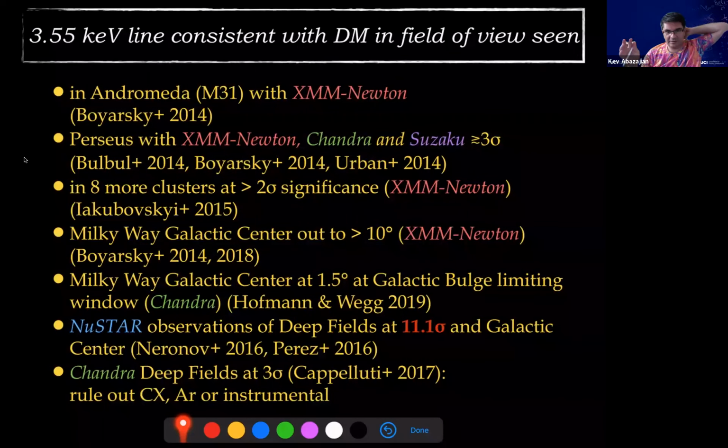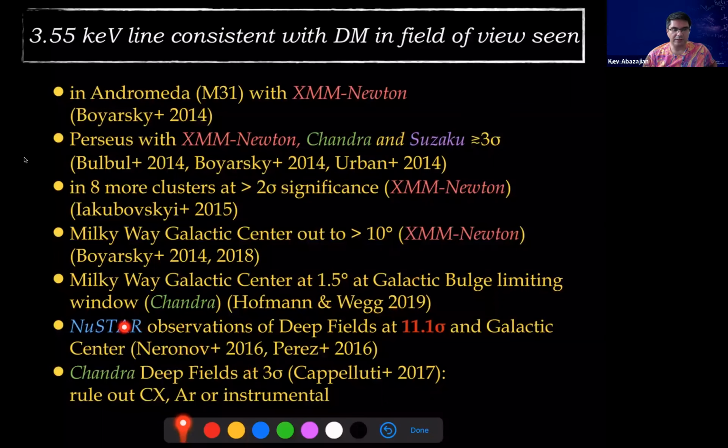It's been seen in those original papers, and since then it's been seen in a bunch of places. I'm not going to go over all of these because there's a lot, but it was originally seen in the Andromeda observations with XMM-Newton. It's also been seen in Perseus with 3 different telescopes: XMM-Newton, Chandra, and Suzaku. It's been seen in 8 more clusters at greater than 2 sigma significance. It's been seen in the Milky Way Galactic Center by Boyarsky's team and others. It's been seen in the Milky Way Galactic Center with Chandra, and in more recent work by Hofmann and Wegg.